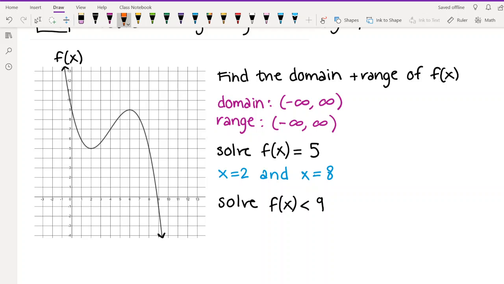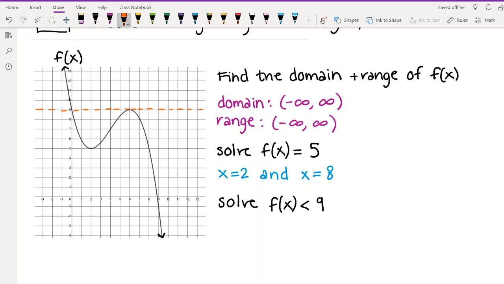Okay, what does it mean to solve an inequality? It's really similar to solving an equation. It's just that instead of your answer being specific x values, it's going to be a whole part of the graph, an interval of x values. If we're trying to solve f of x is less than 9, that means we're trying to figure out what parts of the graph lie below a height of 9. Right now I'm indicating here what would be a height of 9 on the graph, and we're trying to figure out which portions of the graph lie below that.